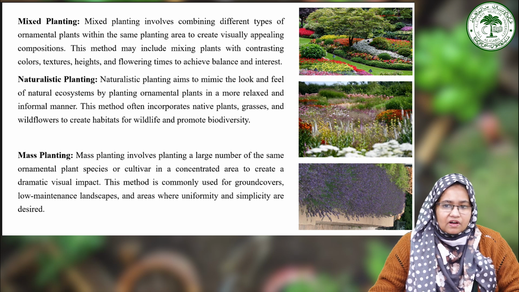Mass planting involves the strategic placement of a large number of the same ornamental plant species or cultivar in a concentrated area to create a dramatic visual impact. This method is commonly used for ground covers, low maintenance landscapes, and areas where uniformity and simplicity are desired. Mass planting can create bold statements and focal points within the landscapes while simplifying maintenance efforts.